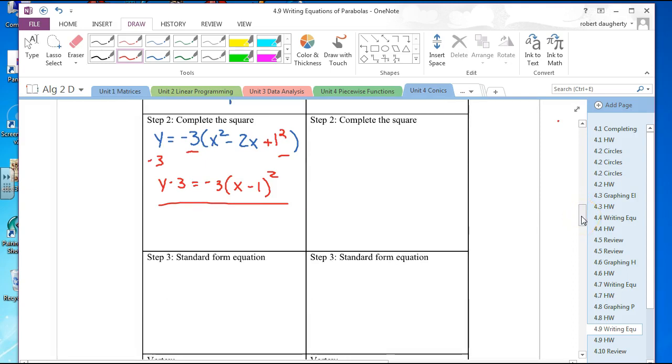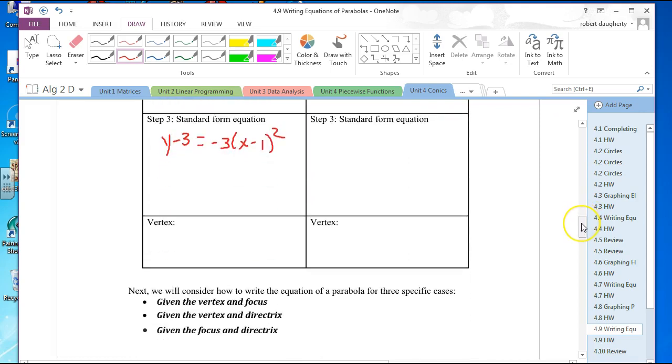And that's just, I'll leave it like that. You don't have to put it as 1 over 4p. I'll take it just like this with whatever this number is in front. So the final answer here is just y minus 3 equal negative 3, x minus 1 squared. What is the vertex? Yeah, the vertex is 1, 3.